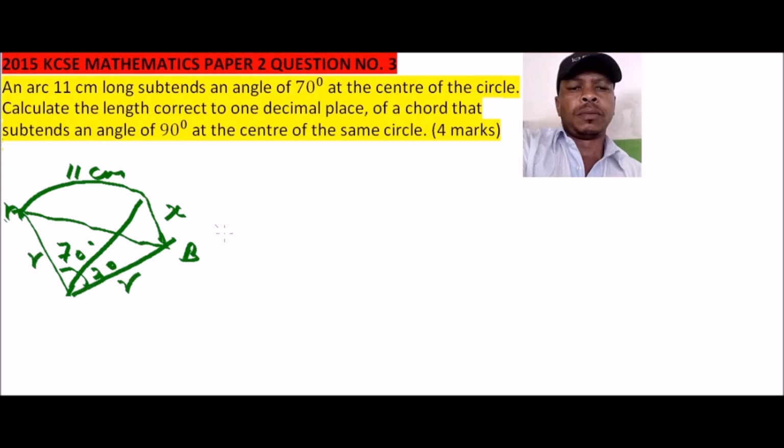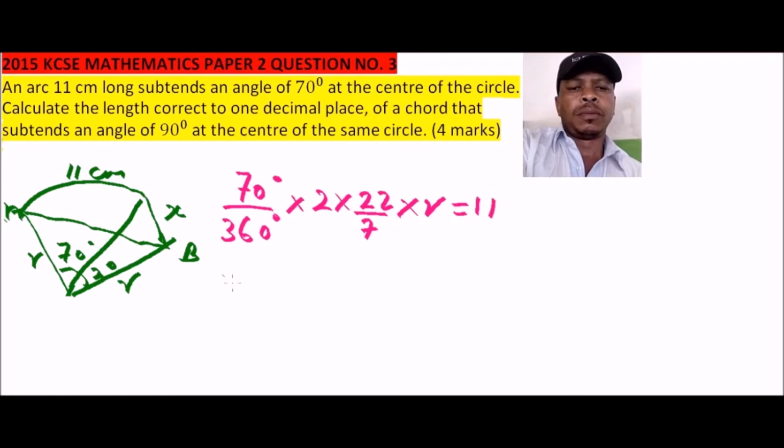Kwa hivyo tutaanza na kutafuta, for us to get the chord, tutaanza na kusema what is our radius. Radius yetu ni ngapi? So tutasema, since we know that when you get the angle 70 over the length of the arc, that is 70 degrees divided by 360 multiplied by 2 times pi, 22 over 7 multiplied by r, that should give us 11. That is the length of the arc.